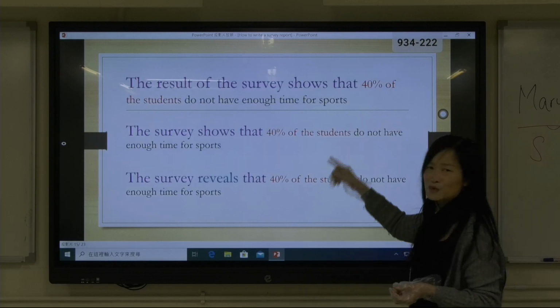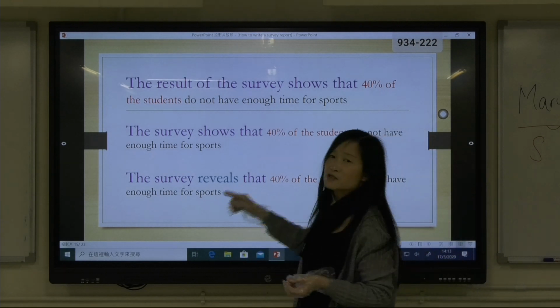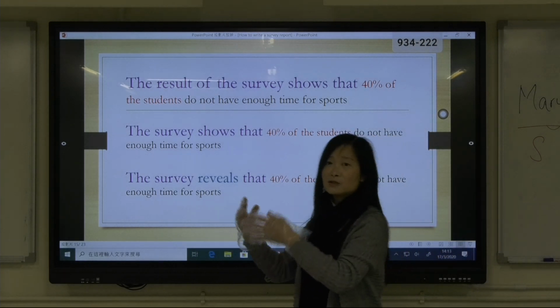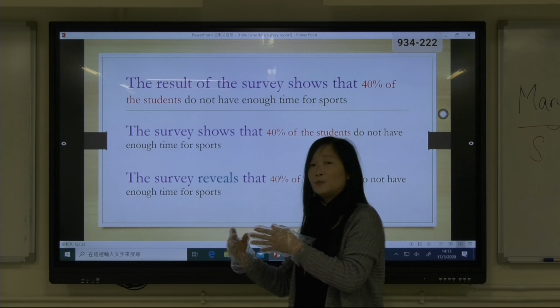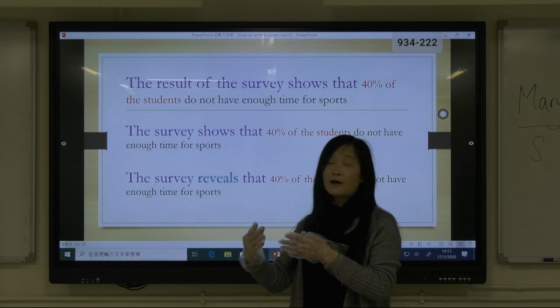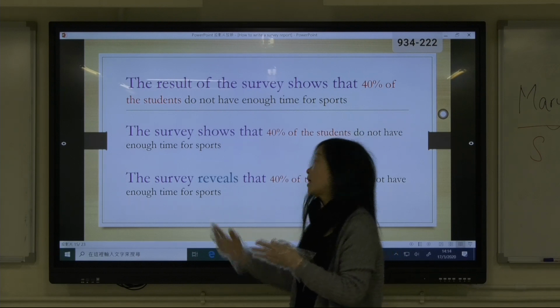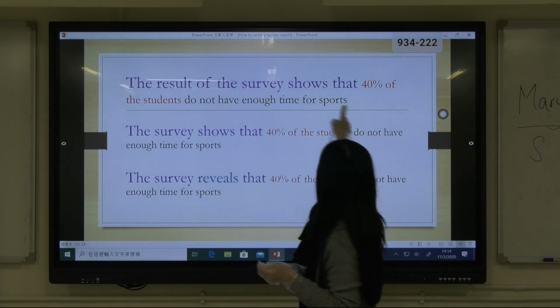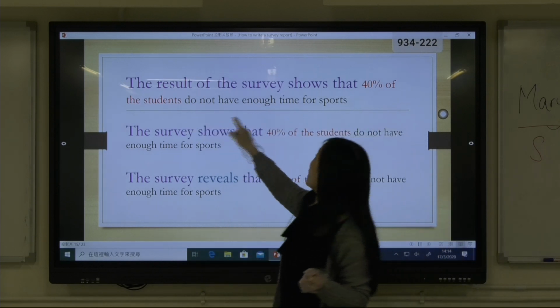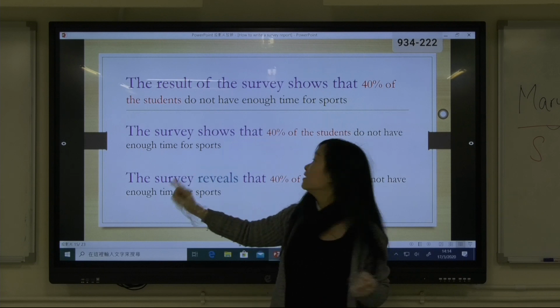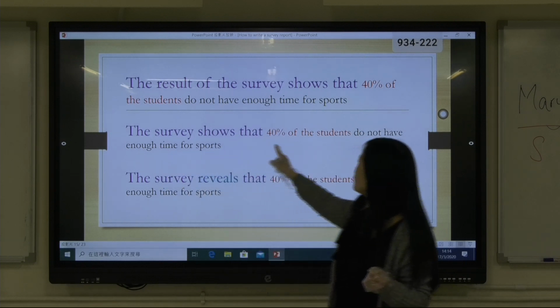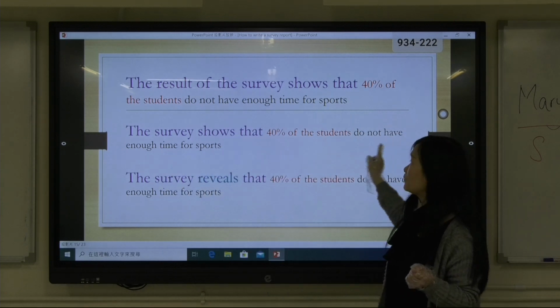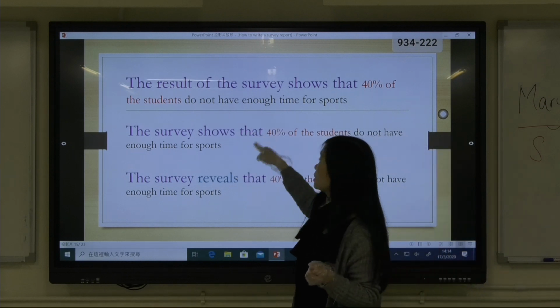Or so many other ways. Don't just do it one way or two ways; keep changing, and make your reader feel that it's something new from time to time. So the result of the survey shows that 40% of the students do not have enough time for sports. Or the survey shows that 40% of the students do not have enough time for sports. So change a little bit, right?